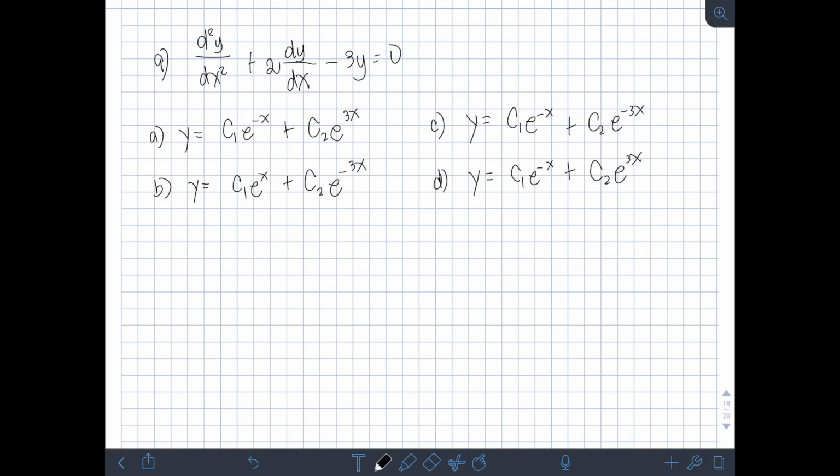So, mayroon tayong shortcut sa pag-solve nito. Hanapin muna natin yung auxiliary equation and then, tsaka natin hanapin yung roots niya. So, para mahanap yung auxiliary equation, ibase natin dito sa DE natin na given. So, yung d squared y over dx squared, parang y double prime lang yan, plus 2, dy over dx is y prime minus 3y equals 0.